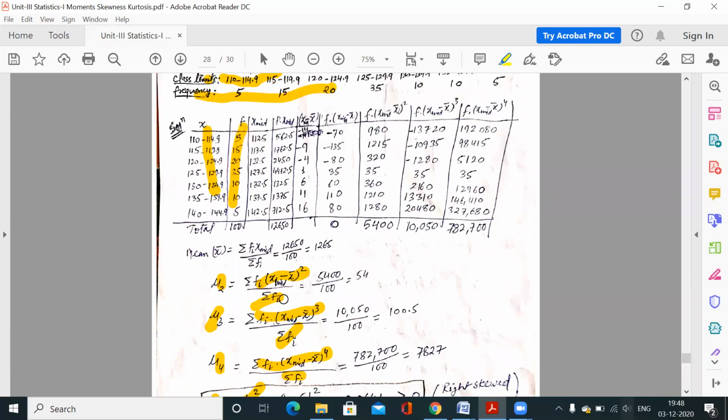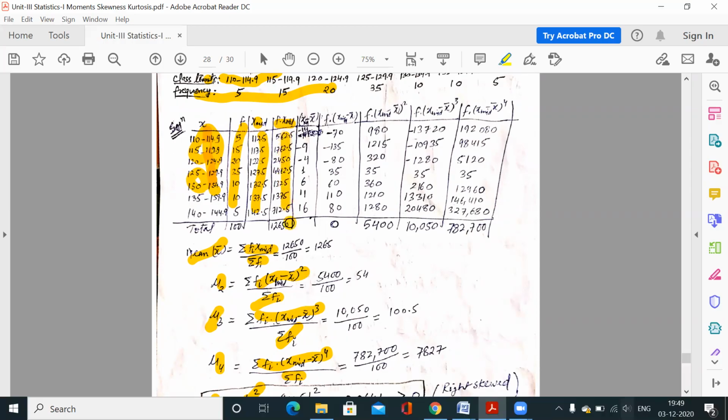So we need to calculate these, and to calculate these we need X bar. So what is X bar for continuous distribution, continuous series? Summation Fi X mid by summation Fi. So first we need X midpoint. So calculate the middle point of these intervals here. Then F into X mid, the frequency into X mid.